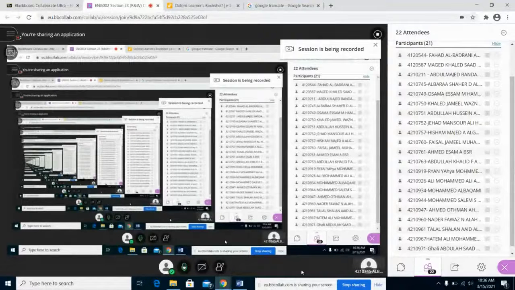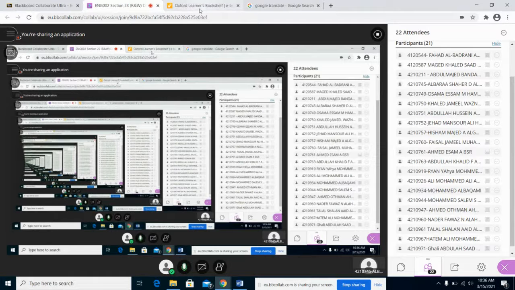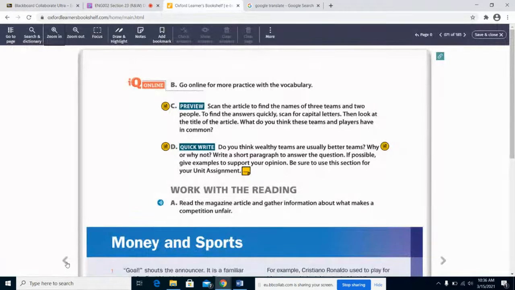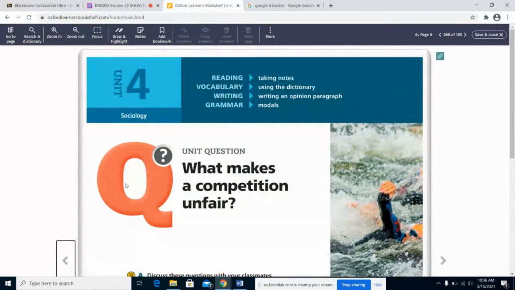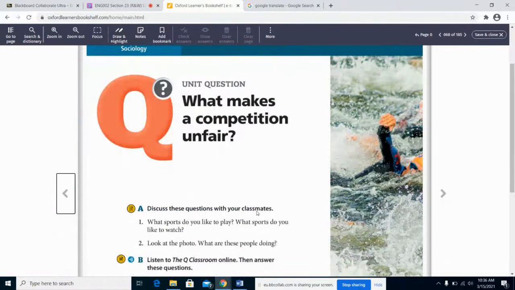Okay, boys. So let's start today's lesson. Just to remind you, yesterday we started Unit 4 Sociology. And as you know, we have different objectives for this lesson: taking notes, using the dictionary, writing an opinion paragraph and models. And then we discuss the unit question, what makes a competition unfair?